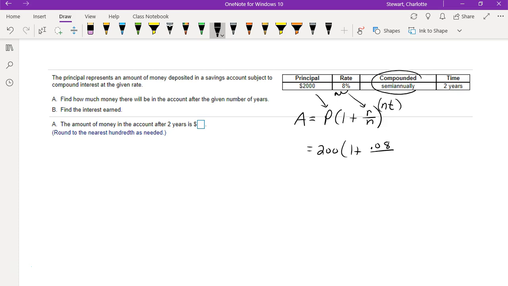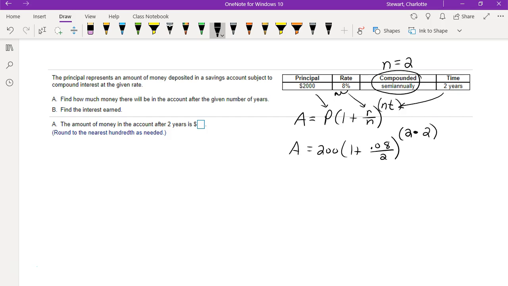Semi-annual is the compounding period, and the compounding period is the letter N. Semi-annual means the interest will be calculated twice a year. So in both places of the N, put a 2. And last but not least, the time in years is also a 2 for 2 years.